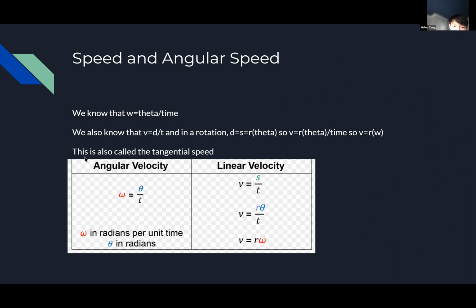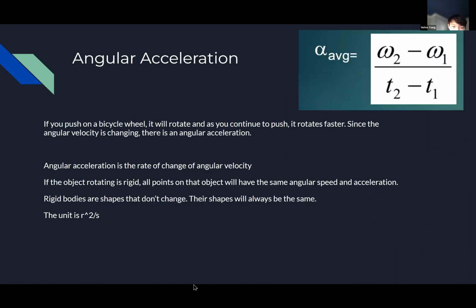And now I'll talk about angular acceleration. So if you push on a bicycle wheel, it will rotate, and as you continue to push it, it rotates faster. And since the angular velocity is changing, there's an angular acceleration. So angular acceleration isn't just a, it's alpha. So alpha equals the change in the angular velocity divided by the change in time. Angular acceleration is the rate of change of angular velocity.